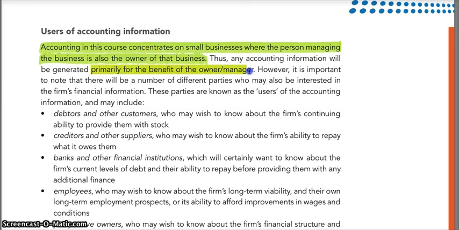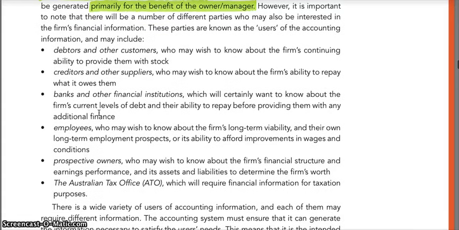However, there are a variety of other parties that will use it. Debtors and other customers as well. Potentially creditors and suppliers, people like that. This is probably one of the bigger ones: banks and financial institutions. If the business wants a loan, then obviously they're going to need to provide some sort of financial information so that the business can be analysed to make sure that they have an ability to repay the debt.